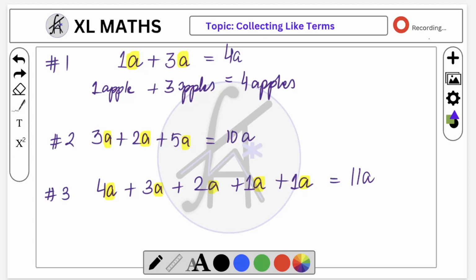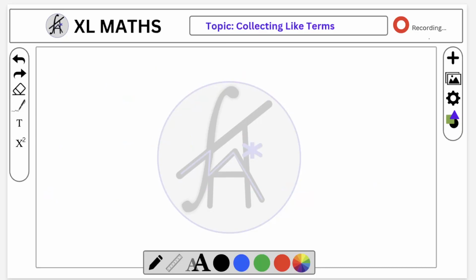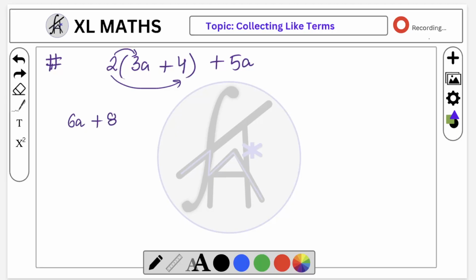Now, in combining like terms when we have the same variable, let me show you one more type that is going to be a little trickier, especially for foundation. It's again combining like terms only with the same variables, but say for example, you have 2 times the bracket 3A plus 4, plus 5A, maybe something like this, right? So in here first expand it, single bracket expansion. So 2 times 3 is 6A plus 8 plus 5A.